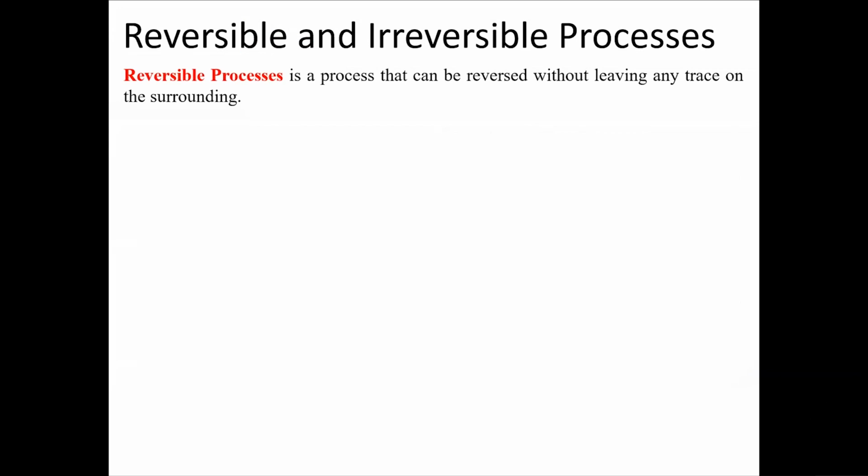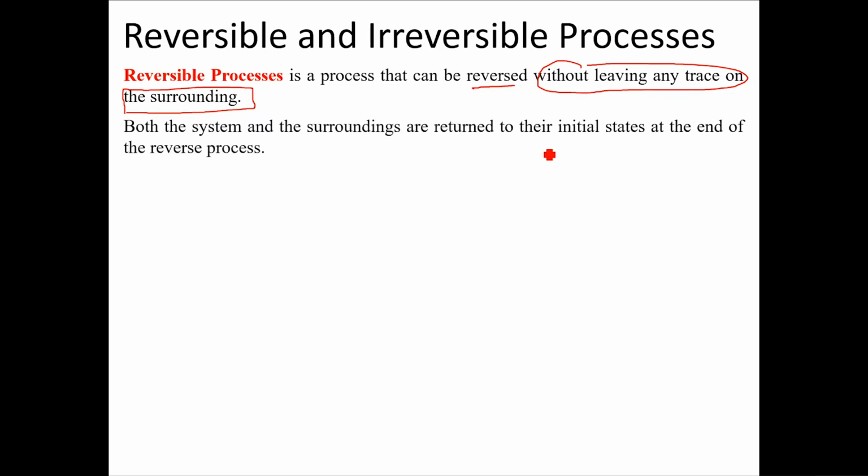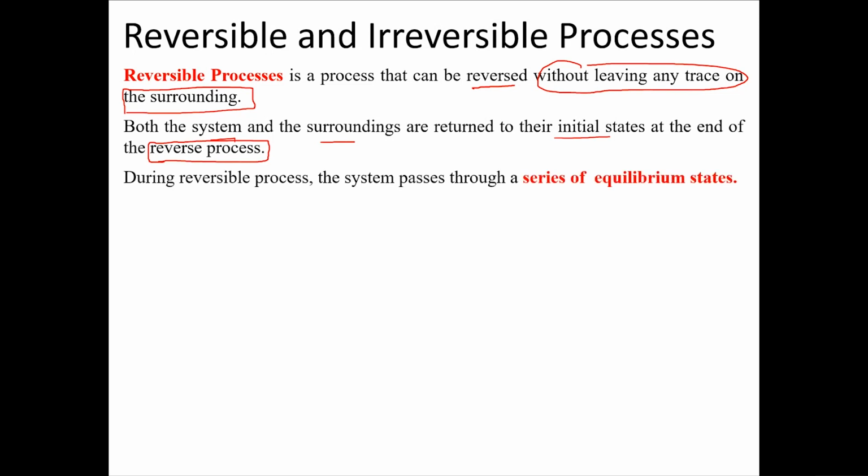Now, a reversible and irreversible process. A reversible process is a process that can be reversed without leaving any trace on the surroundings. This is the most important thing. Both the system and surroundings return to their initial states at the end of the reverse process. If you remember the soda can, although the can would come back to its original condition, the surroundings would not. Why? Because the surroundings would have to do some work in order to get the system back to its original condition. During a reversible process, the system passes through a series of equilibrium states.